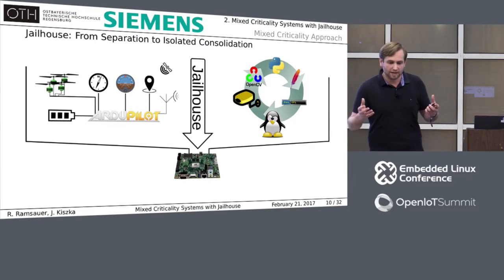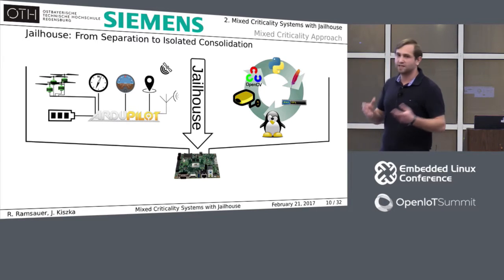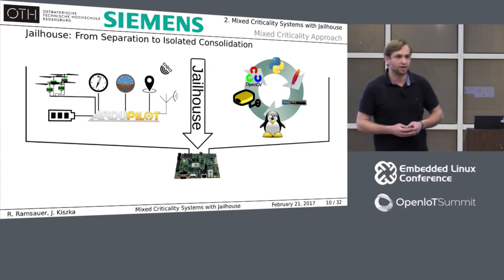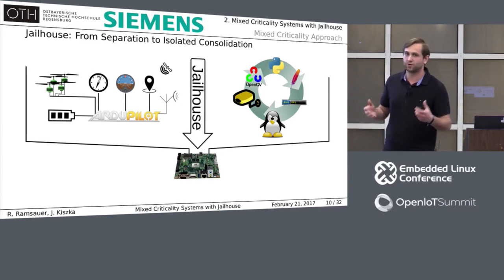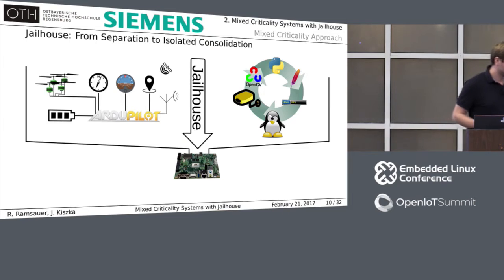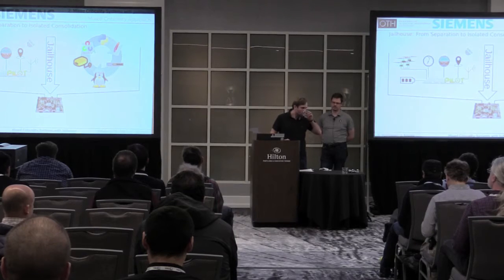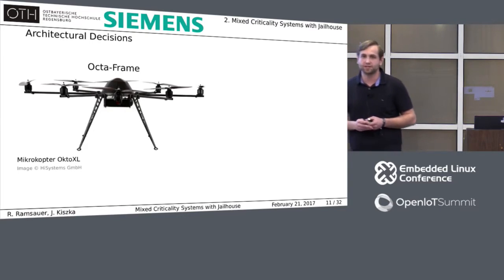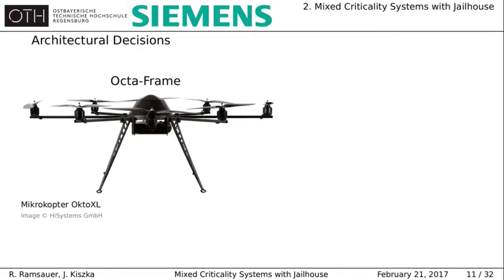So now we want to consolidate those two worlds into isolated separate domains running on one single hardware unit. And we do this with Jailhouse, and Jailhouse is going to ensure that those two domains will not interfere in an unacceptable way. In the beginning, we had to make some architectural decisions, and we chose to use an octa frame. This is from the microcopter project. It is originally driven by an AVR microcontroller, but as you probably know, an AVR is not a candidate to run Linux on top of it.